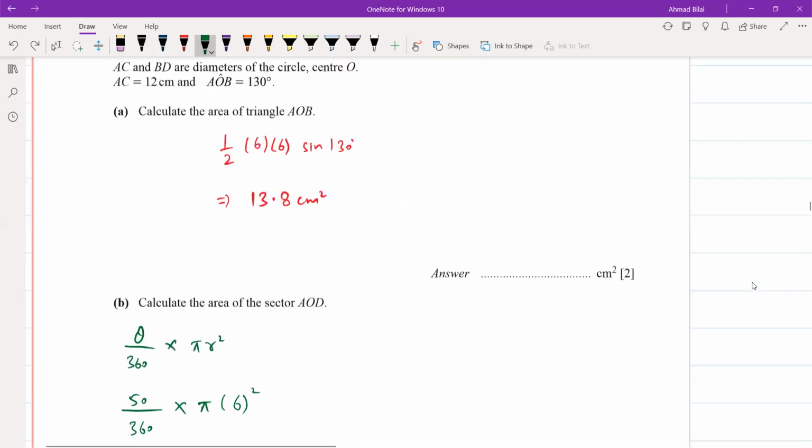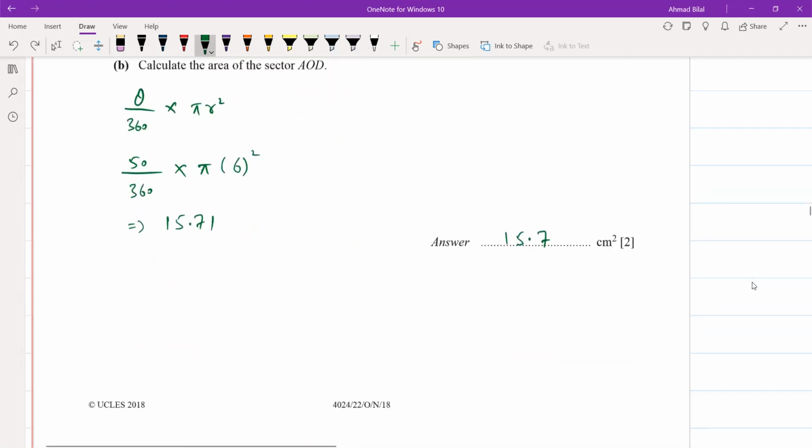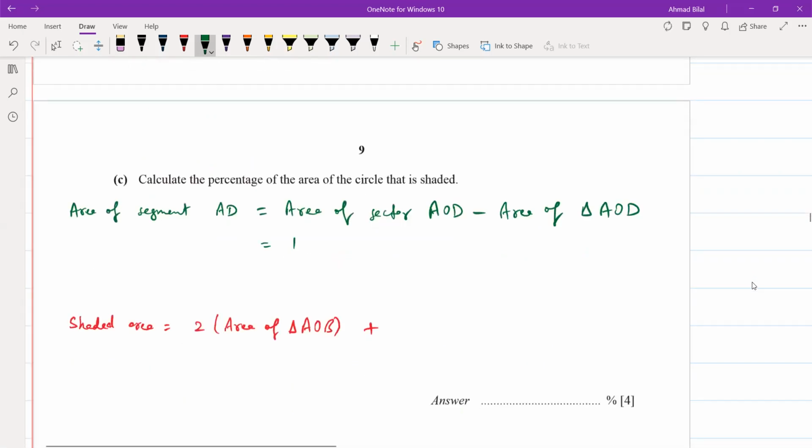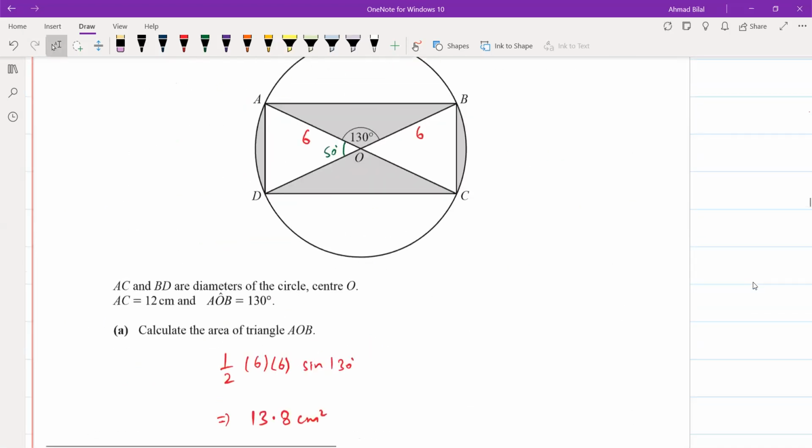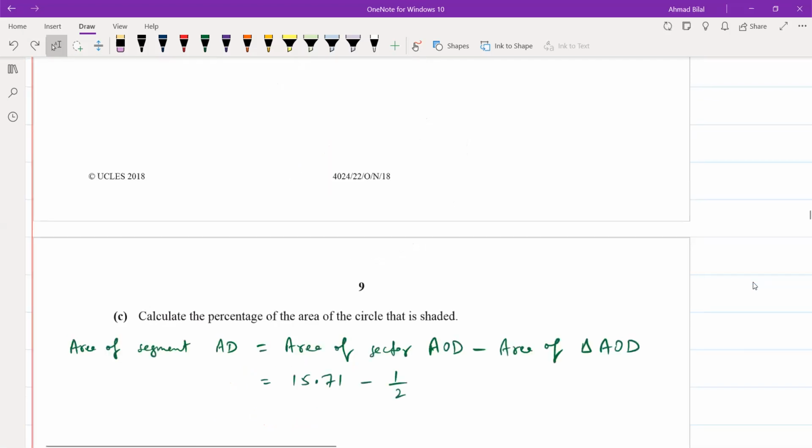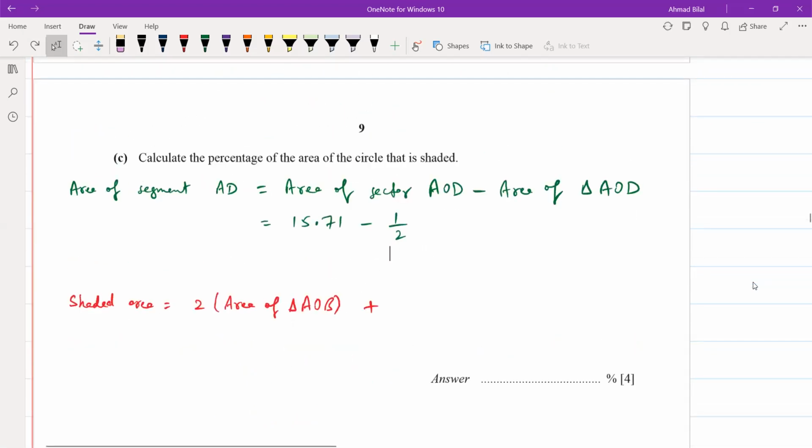Now, we already found the area of the sector earlier, that was 15.71. So we have that 15.71 minus the area of the triangle. What is the area of the triangle? Again we apply that formula, half into these two sides. This is 6, this is also 6, and the angle between them is 50 degrees. So we say it's half into 6 into 6 into sine of 50 degrees.